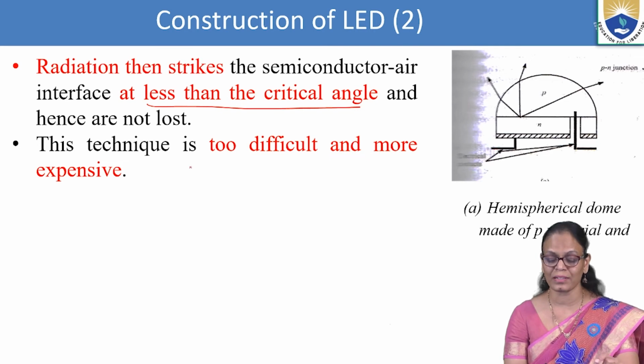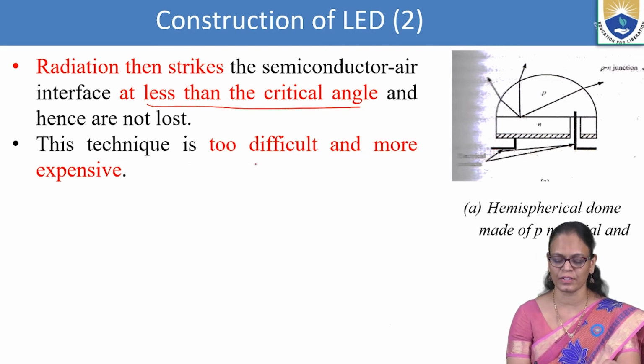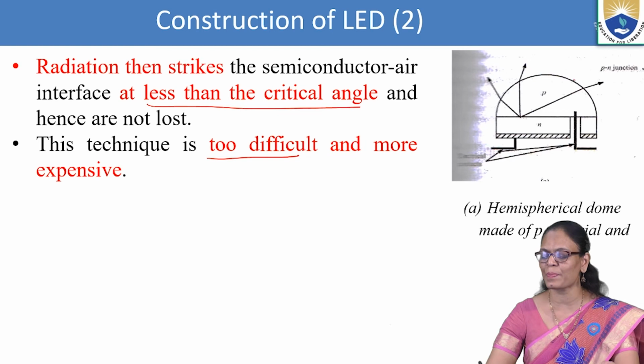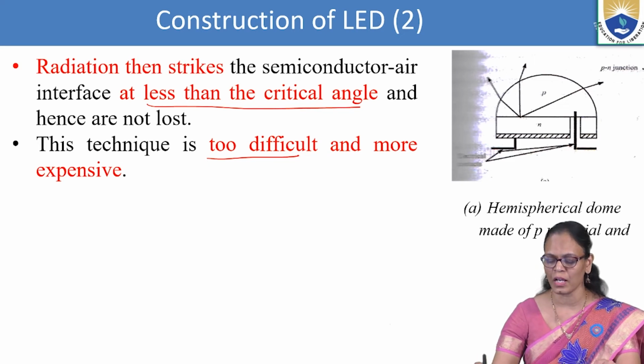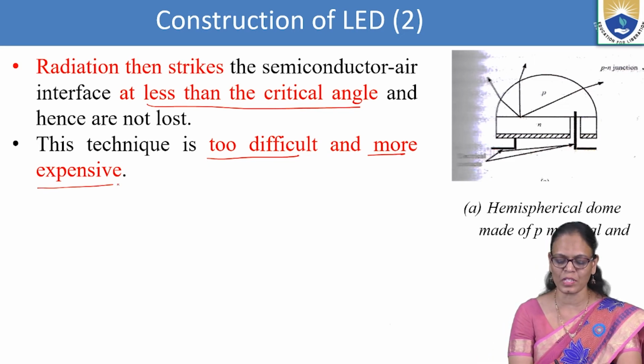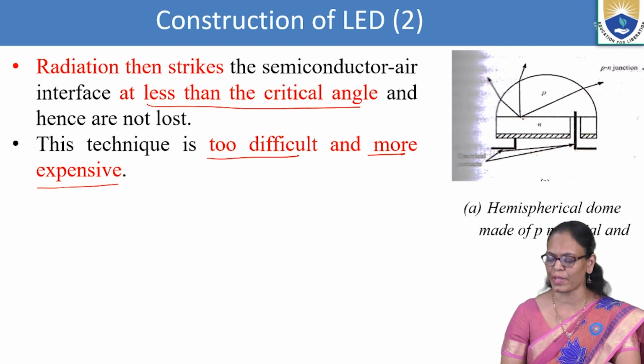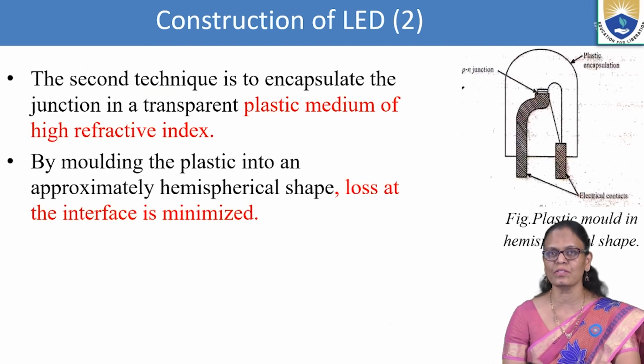But this technique is too difficult. To make this hemispherical shape and ensure that the light is incident at an angle less than 17 degrees is difficult, and also it's an expensive process because we'll have to shape them. So what is the second solution for it?